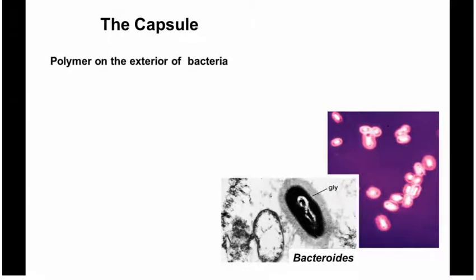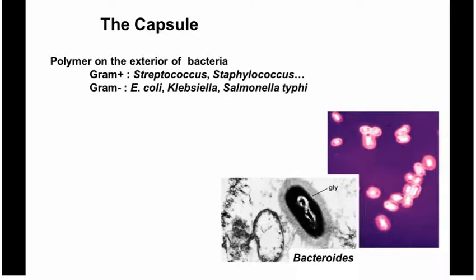So the capsule is a polymer, mostly polysaccharide, but sometimes can be polypeptide. For example, Bacillus anthracis has a polypeptide capsule. And it can be present in gram-positives and gram-negatives. But it's a facultative structure, okay? Not all bacteria need a capsule. And within a single species, you can have encapsulated bacteria and bacteria without the capsule.